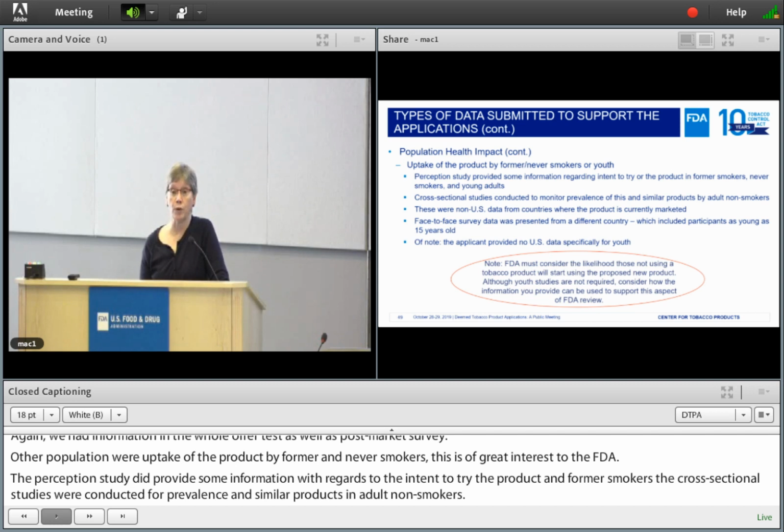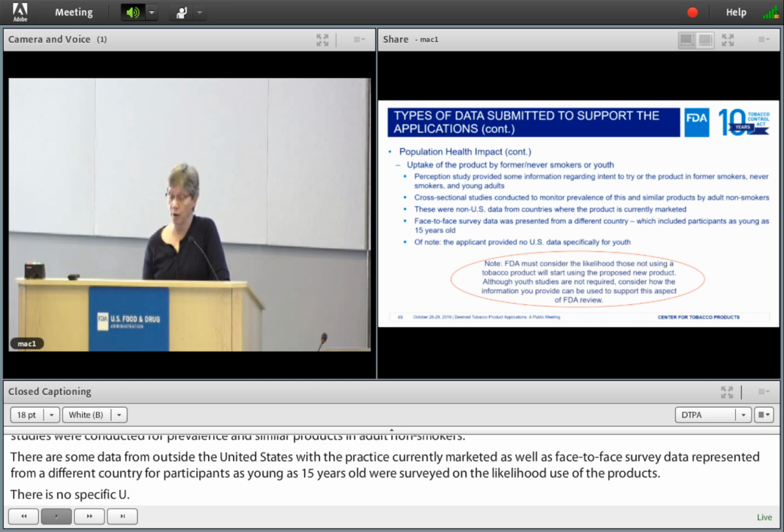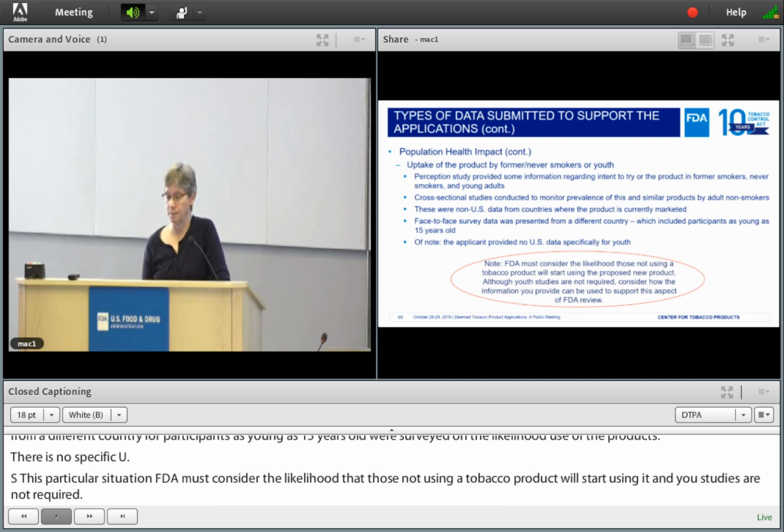data provided for youth. In this particular situation, FDA must consider the likelihood that those not using a tobacco product will start using the product, and although use studies are not specifically required, we do need you to consider how the information that you can provide will be used to support this particular aspect of FDA review.